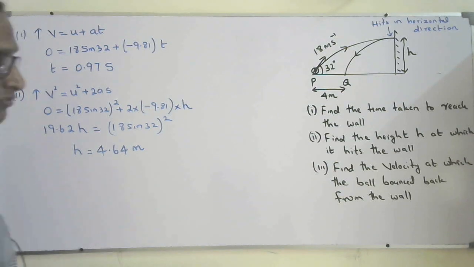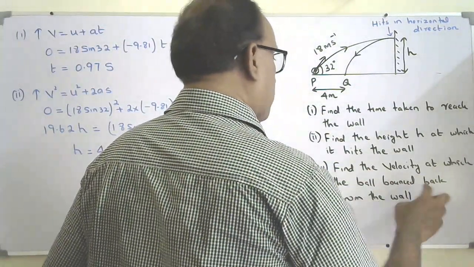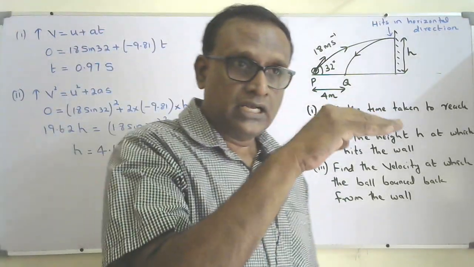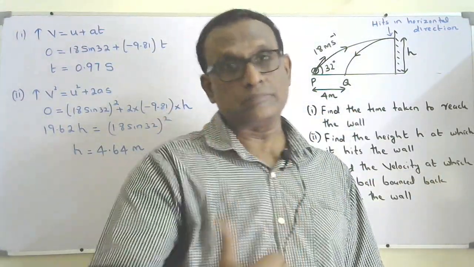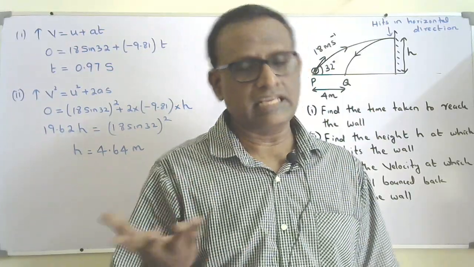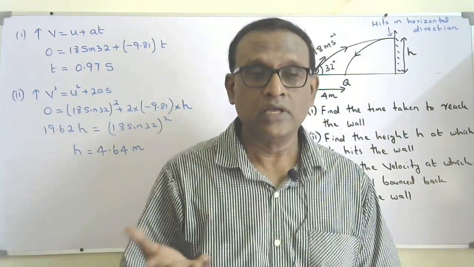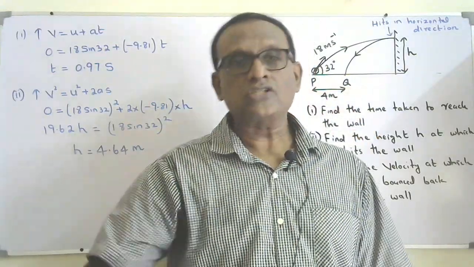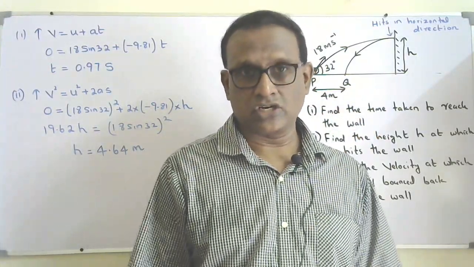Third part, find the velocity at which the ball bounced back from the wall. So it's hitting the wall horizontally. So certainly it will bounce back in horizontal direction. Even if you think in terms of momentum, before hitting, the velocity is horizontal, means it will bounce back in the same direction, horizontal direction.